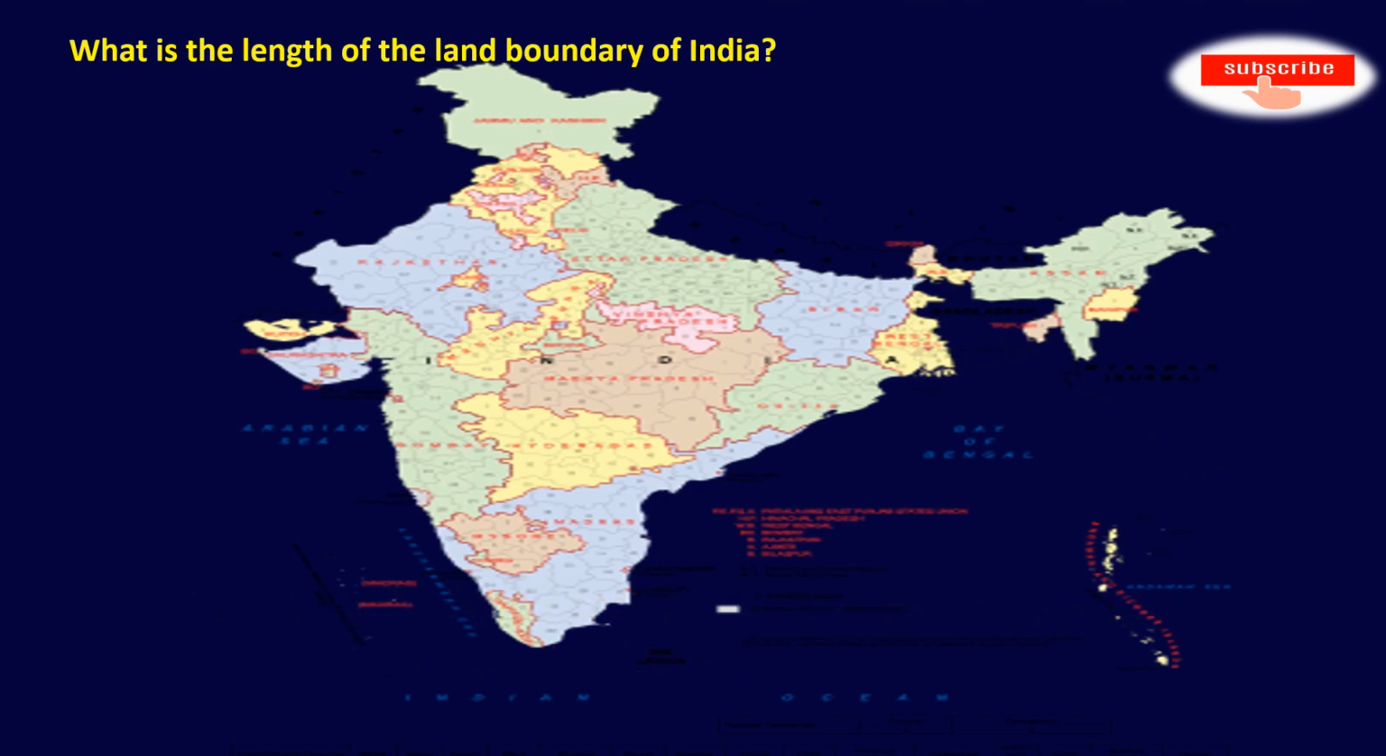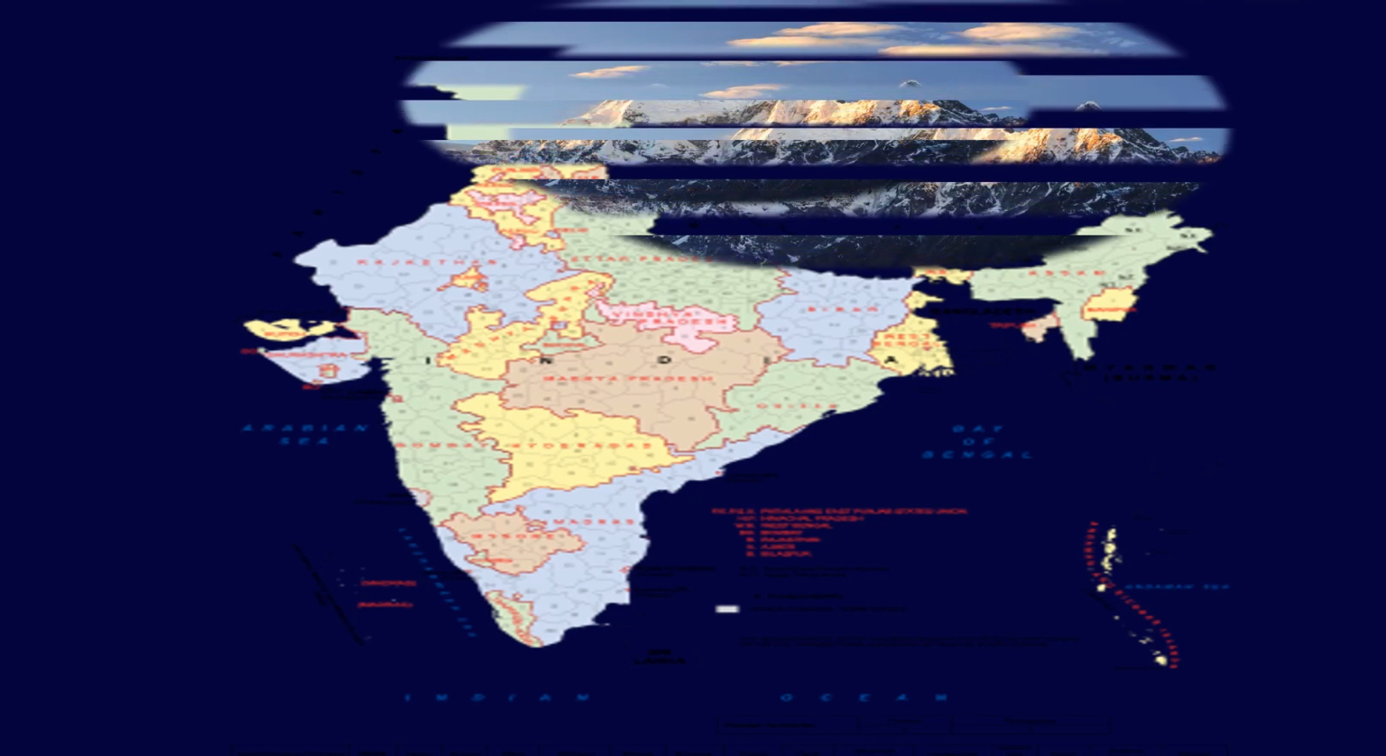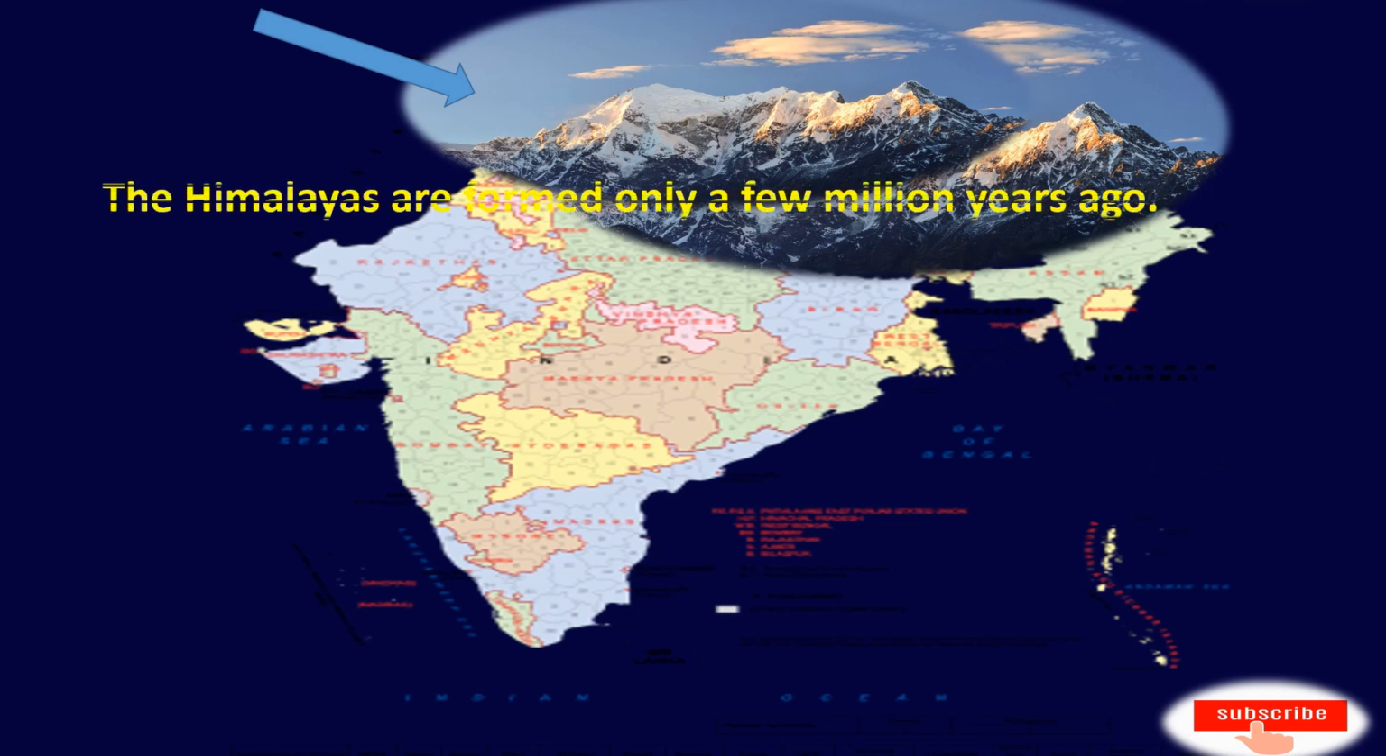Now India is bounded by the Young Fold Mountains, Himalayas, in the northwest, north and northeast. India is bounded by the Young Fold Mountains known as Himalayas. Himalayas are called Young Fold Mountains. Why? Because the Himalayas are formed only a few million years ago. That's why Himalayas are called young mountains.